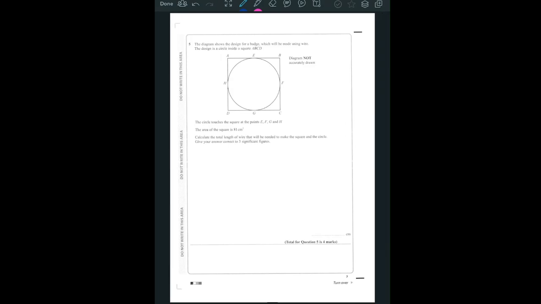Question 5. Question 5 shows the design for a badge which will be made using wire. It's a circle inside of a square. The circle is touching those points and the area of the square is 81. We want the total length of wire. So we need to find all of the side lengths for this question.